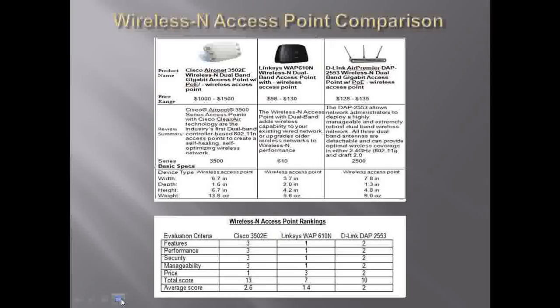The Cisco Aironet featured the first controller-based access point to create a self-healing, self-optimizing wireless network, whereas the Linksys adds wireless capability to your existing wired network or upgrades older wireless networks to wireless-N performance. The D-Link allows administrators to deploy a highly manageable and extremely robust dual band wireless network, where all 3 dual band antennas are detachable and can provide optimal wireless coverage.